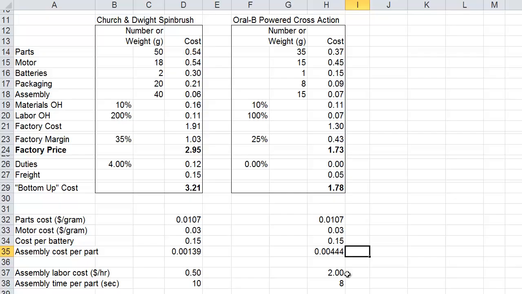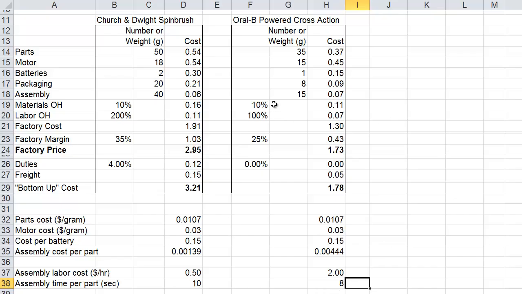In particular, the assembly wage in Mexico is more like $2 an hour, about 4 times higher than it is in China. But because of investments that are typically made in North American factories, the assembly efficiency is a little better, and so the assembly time is probably closer to 8 seconds per part. You also noticed that the Oral-B product was quite well optimized for assembly. There were no little screws, it was all snapped together, and so that, I think, is, if anything, a conservative estimate about how efficient that assembly is.